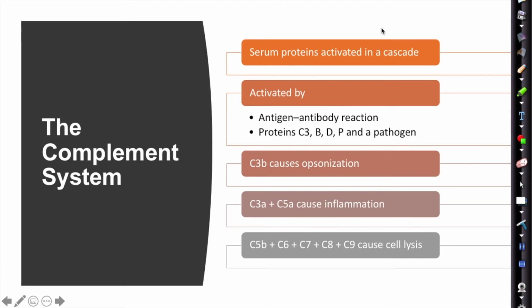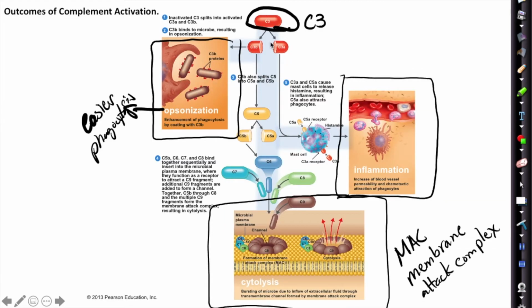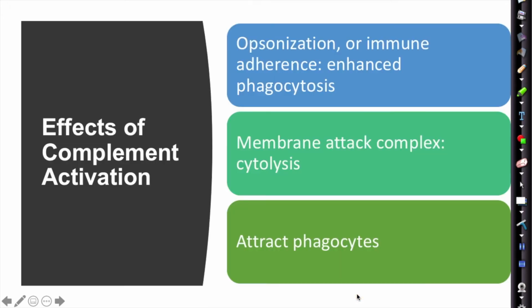So the complement system is a serum proteins activating the cascade. So these are antigen-antibody reactions. The complement system always causes opsonization, which is coating the pathogen with the complement protein so that it can be easily phagocytosed. Inflammation is caused by the complement system, which is vasodilation, and MAC, which is membrane attack complex. So that's the three things that the complement system does.